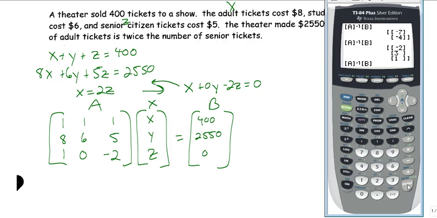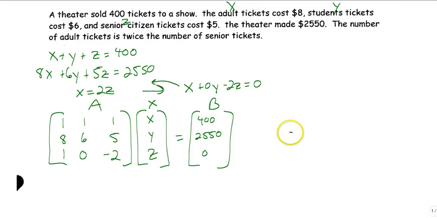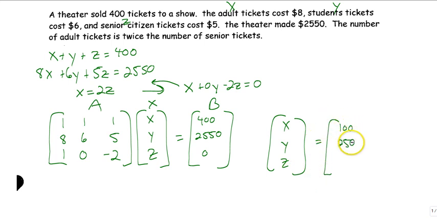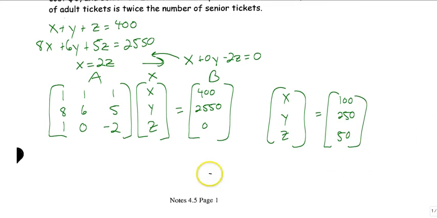Again, you can go through the whole menu and do that. I hit enter, and I get 100, 250, and 50. So my X matrix XYZ is equal to 100, 250, and 50. So what that means is that the theater sold 100 adult tickets.